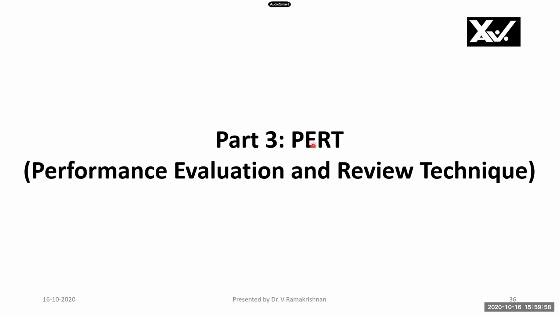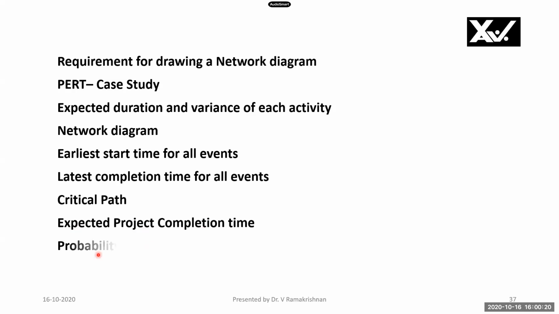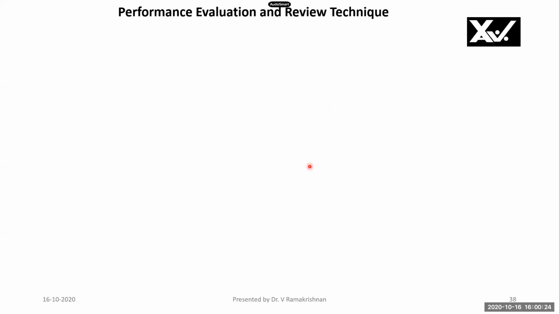Now in part 3, we will see PERT, Performance Evaluation and Review Technique. Here we will see the requirement for drawing a network diagram, a case study on PERT, expected duration and variance of each activity, the network diagram, earliest start time for all the events in the network diagram, latest completion time for all the events in the network diagram, critical path, expected project completion time, and finally the probability of completing the project in a given time period.